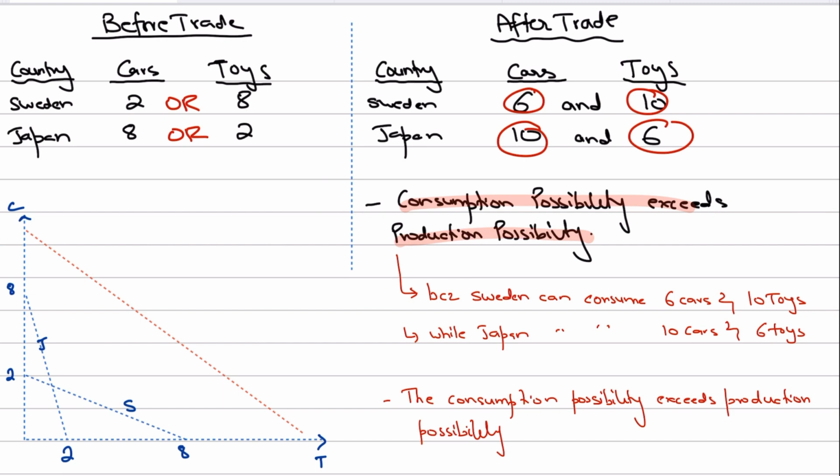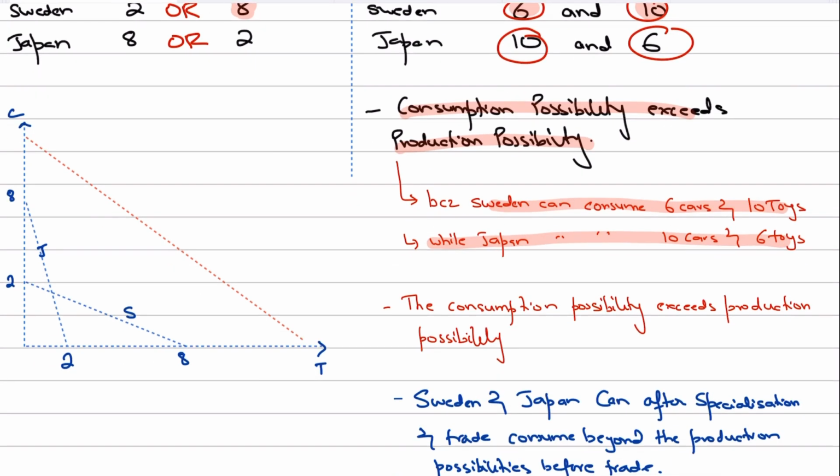The production possibilities before were a maximum of 8 toys with 0 cars. But now Sweden can actually consume 10 toys with 6 cars. So it's the same thing I've written, that Sweden can now consume 6 cars and 10 toys, while Japan can consume 10 cars and 6 toys. So the consumption possibility exceeds the production possibility, right?